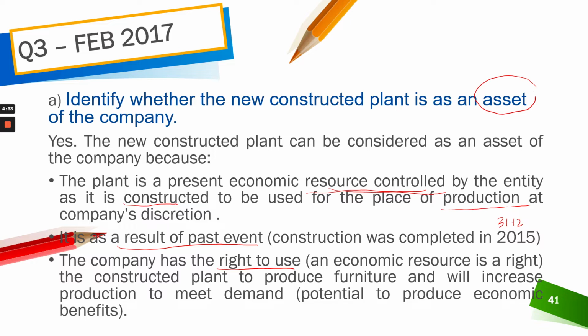So the constructed plant will produce or manufacture furniture, and that will increase the production of the company, and that will meet the demand. The demand will normally come from the customer, and this will somehow increase the economic benefits by way of revenue. So it has a potential to produce economic benefit.